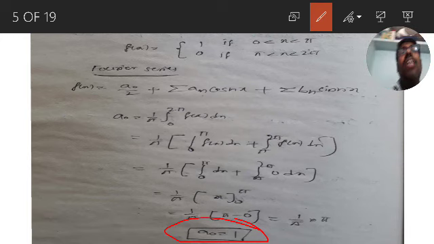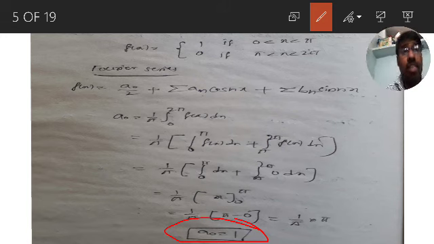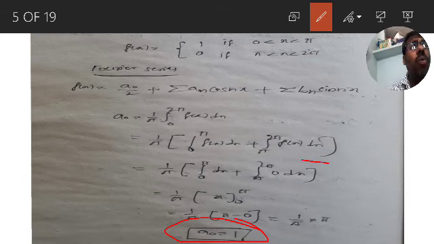This is a Fourier series: f of x is equal to a naught by 2 plus sigma an into cos nx plus sigma bn into sin nx. Now we need to find a naught, an and bn. What is the a naught value? 1 by pi integration 0 to 2 pi f of x into dx. But the function in 0 to 2 pi does not have the same value. From 0 to pi it is 1, and from pi to 2 pi it is 0. So you have to divide into two integrals.